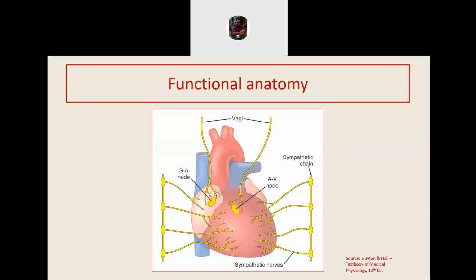Because the SA node is a right-sided structure, it is supplied by the right-sided nerves. So it is supplied by the right vagus, and also most of the sympathetic fibers that it receives are from the right stellate ganglion. Similarly, the AV node being developmentally a left-sided structure, it is supplied by the left vagus nerve and also by most of the fibers of the sympathetic chain on the left side, also coming mostly from the stellate ganglion. Now, the parasympathetic and sympathetic nerves have a unique way of supplying the heart.